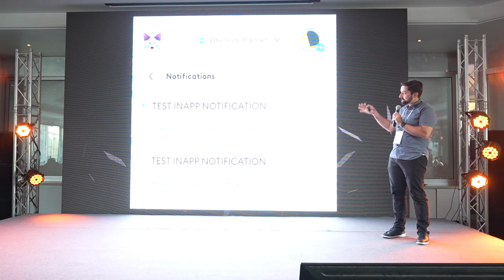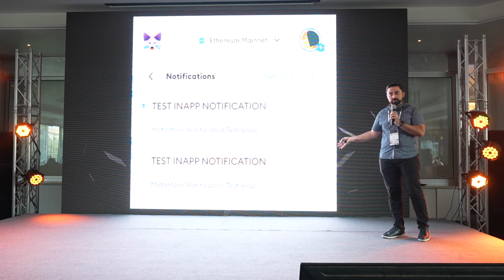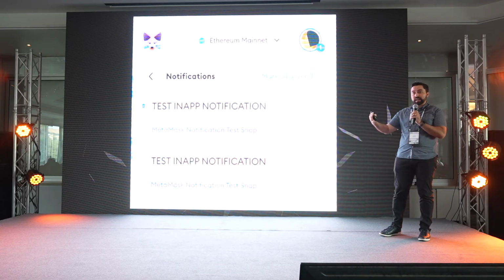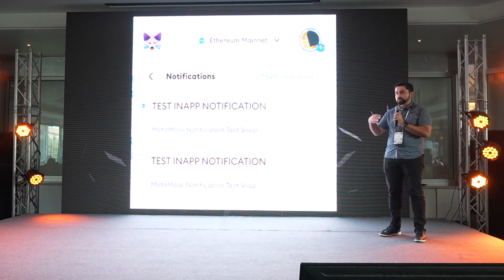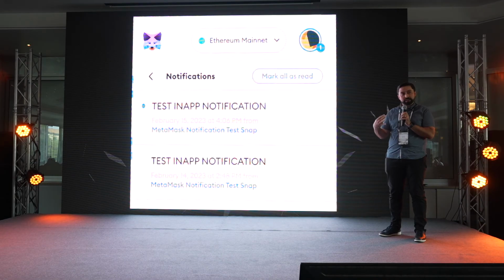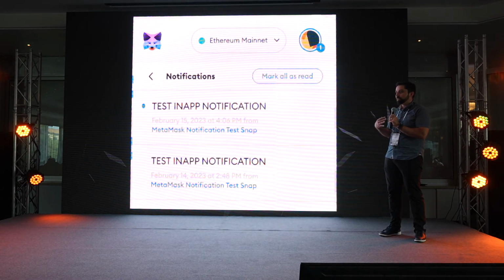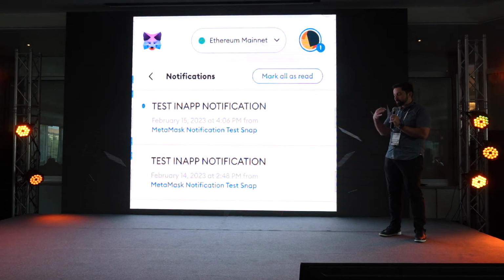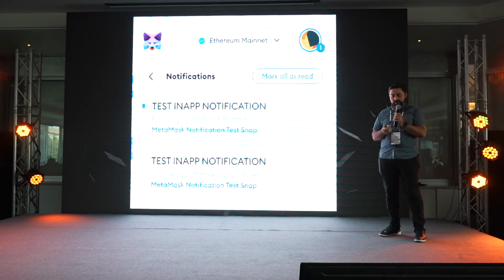And the way this works, this is just an example of what the notifications look like. But essentially any Snap can integrate various services to show notifications in MetaMask. And the great thing is that you don't have to collect personal information about the user or rely on email, which can be unreliable. You can actually reach them in the wallet, which is their main way of interacting.